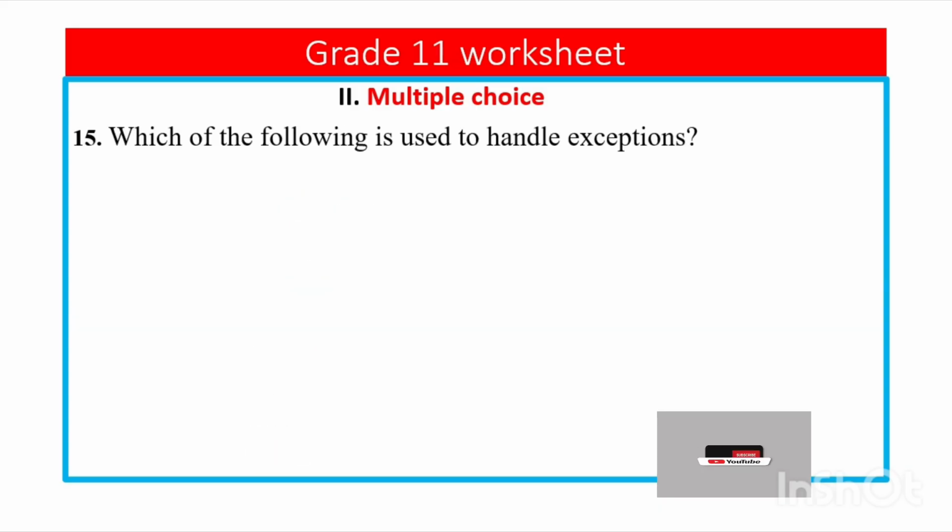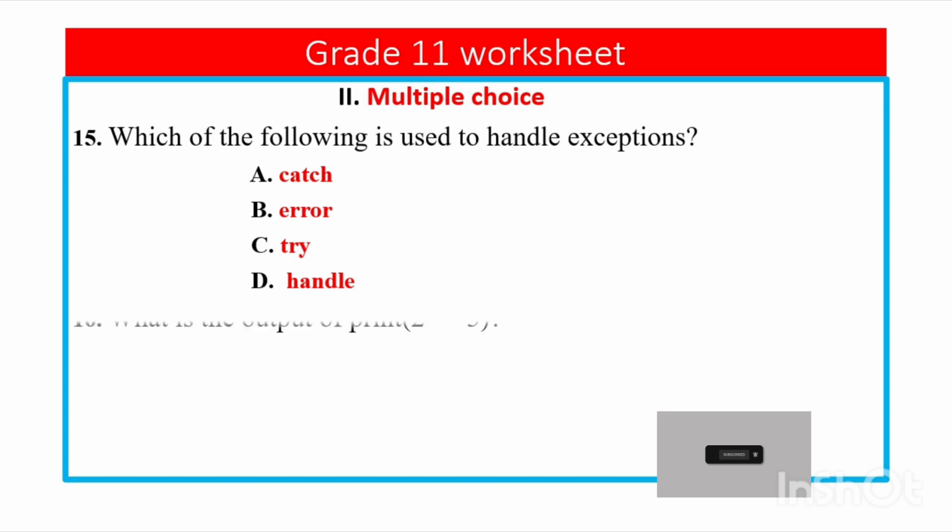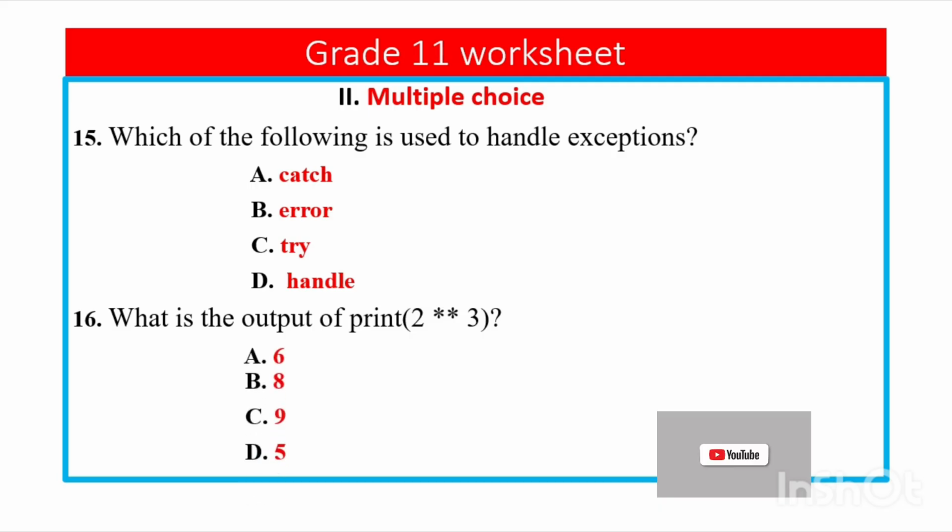Question 5. Which of the following is used to handle exceptions? A. Catch. B. Error. C. Try. D. Handle. Question 6. What is the output of print 2 and 3? A. 6, B. 8, C. 9, D. 5.